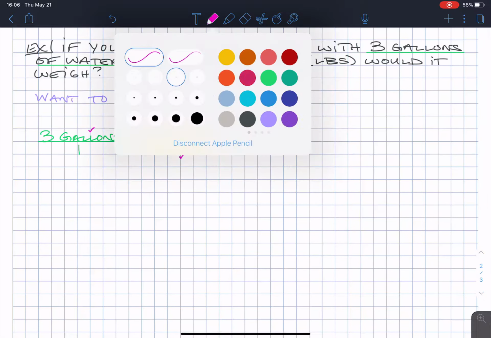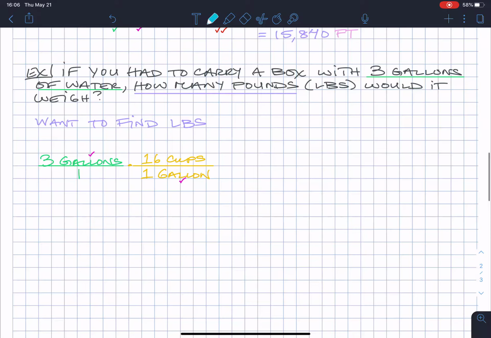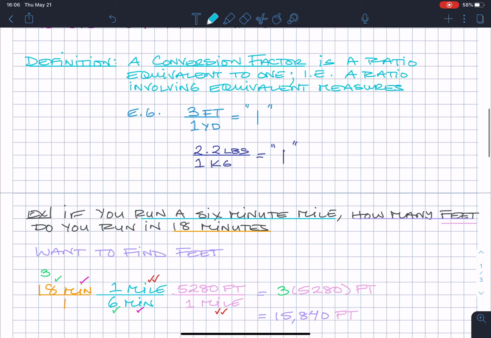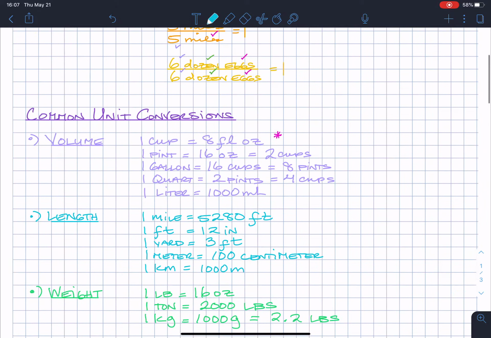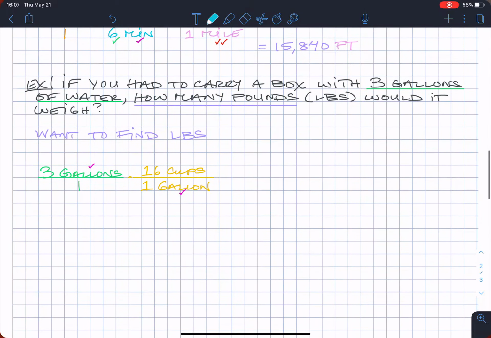But I still want to find pounds. But I'm still on volume, not weight. So let's look at cups. So 1 cup is 8 fluid ounces, and there's an asterisk here. So since I want to reduce cups, I'm going to put the cup on the bottom. So 1 cup is 8 fluid ounces. So now I can reduce the units of cups.